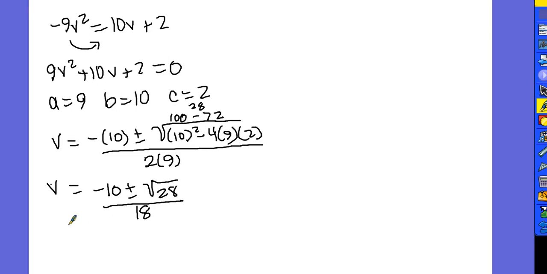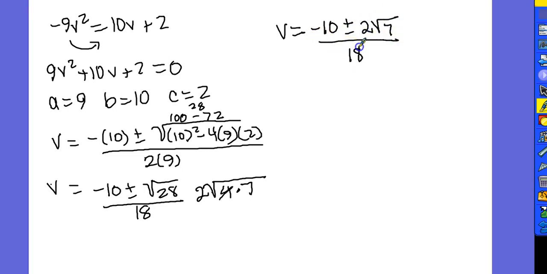Looking good, but looking like it can definitely simplify. So let's simplify the square root of 28. What's the biggest perfect square in 28? 4. 4 times 7, square root of 4 is 2. So we'll rewrite that as v is equal to negative 10 plus or minus 2 square roots of 7 over 18.